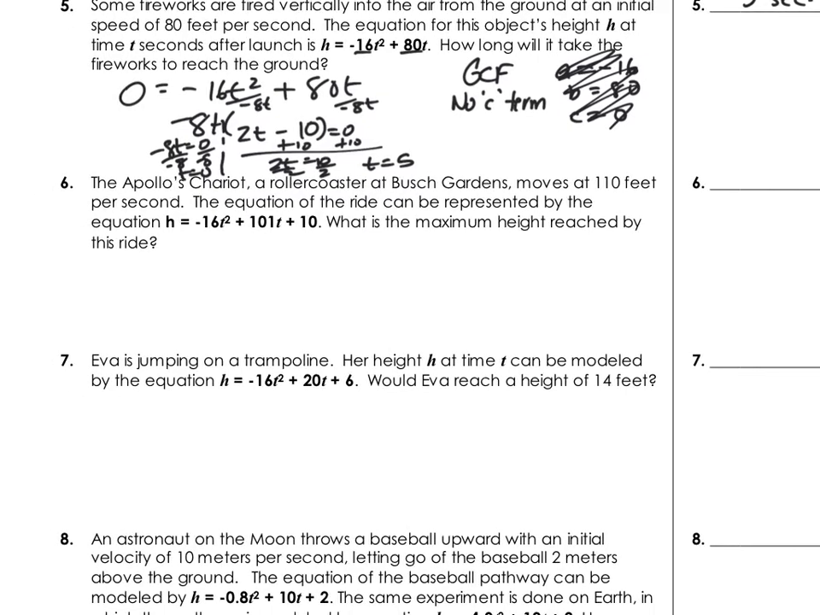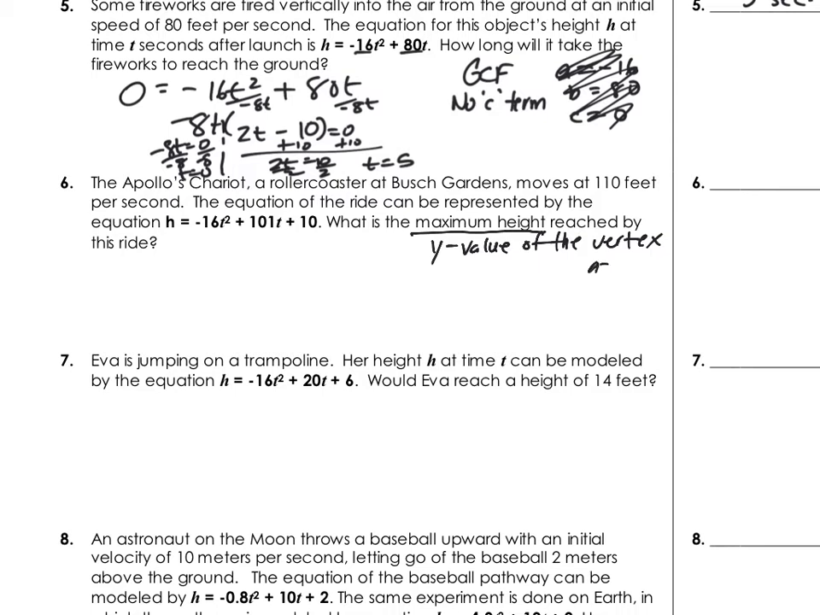Number 6. The Apollo's Chariot, a roller coaster at Busch Gardens, moves at 110 feet per second. The ride can be represented by the equation h equals negative 16t squared plus 101t plus 10. What is the maximum height reached by this ride? So if it's maximum height, we're looking for the y value of the vertex.